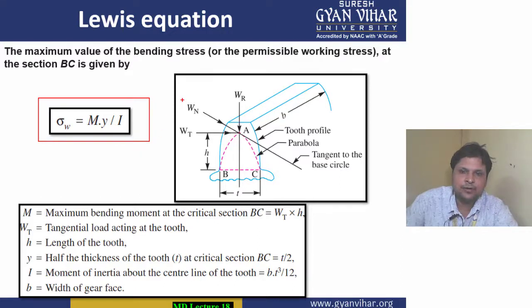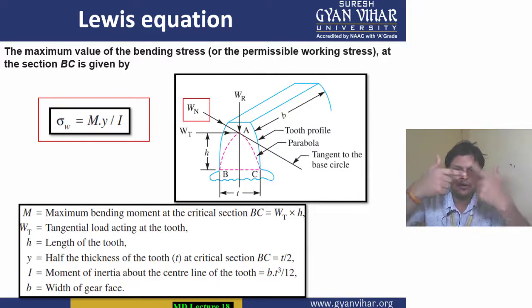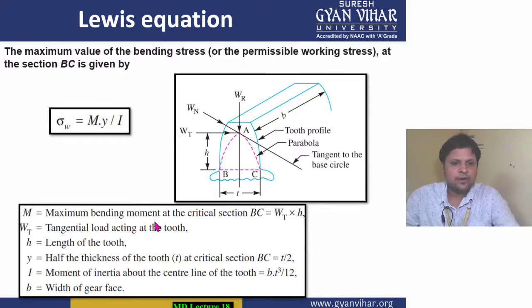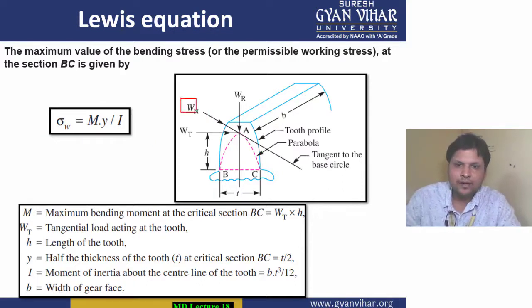What were the terminologies? We were considering the load which is acting from the tooth of one gear on the tooth of the other gear, that load is Wn. I have told you that this Wn is resolved into two components. One is Wr in the radial direction of the gear, and the other is Wt in the tangential direction of the gear.